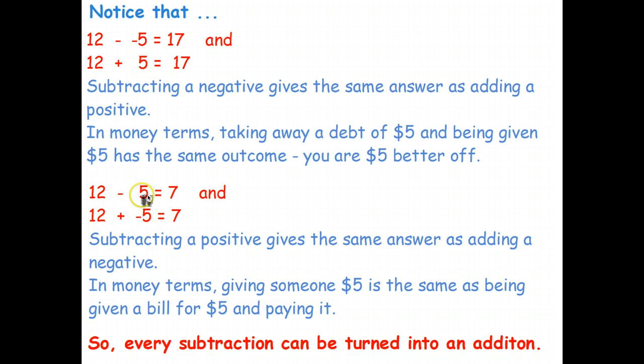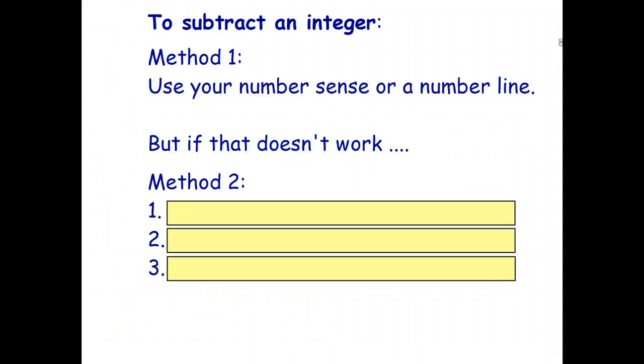But subtracting 5 is the same as adding the opposite. Subtracting -5 is the same as adding the opposite. So every subtraction can be turned into an addition. So here's what I would think you should do when you're asked to subtract an integer.